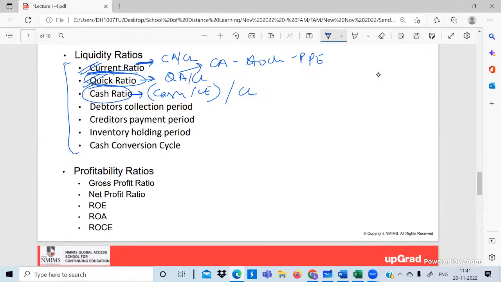So cash ratio is the most stringent. Quick ratio is a little lenient. Current ratio is more lenient. So that's the hierarchy as far as liquidity ratios are concerned. Any doubt with the first three: current ratio, quick ratio, cash ratio? Any doubt till here? Okay. Then let's look at the remaining four and then we'll take a break. Let's look at debtors collection period, creditors payment period, inventory holding period, and the cash conversion cycle.